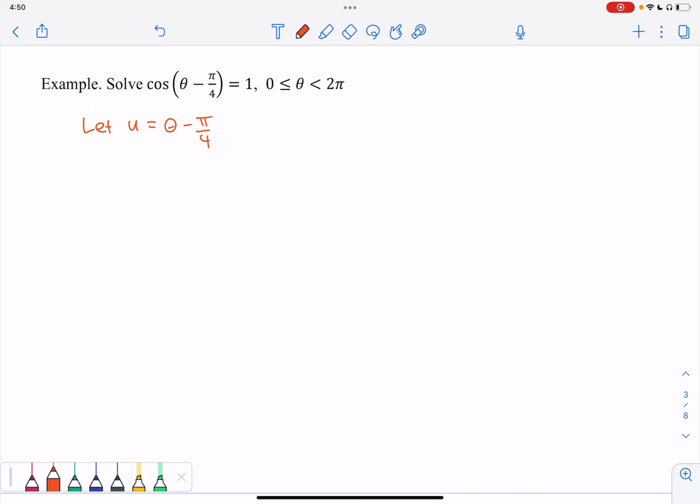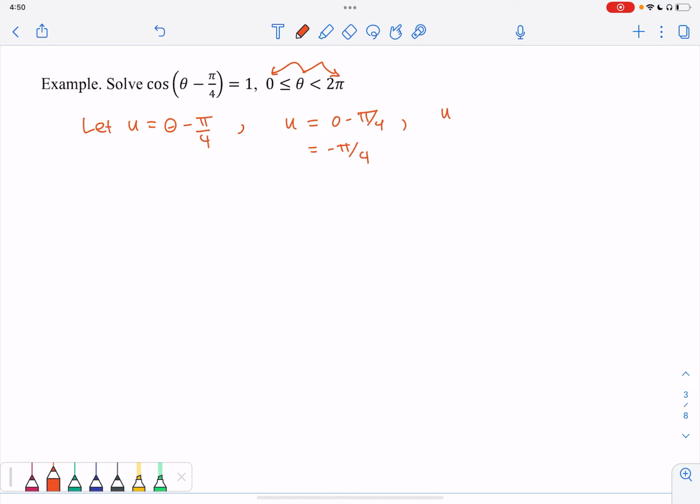I always think of the word let as gently letting someone in on the fact that we're going to be using substitution here, and it'll be okay. So let u equal theta minus pi over 4, and then I'm going to do my constraints at the same time. So what would 0 become? Well, 0 is a theta value, right? These are both theta values. So I take my 0 and I just replace it with theta. So u is 0 minus pi over 4. So negative pi over 4 is my new lower bound.